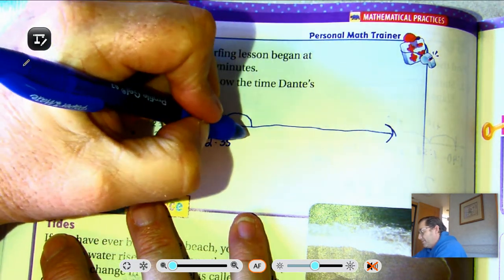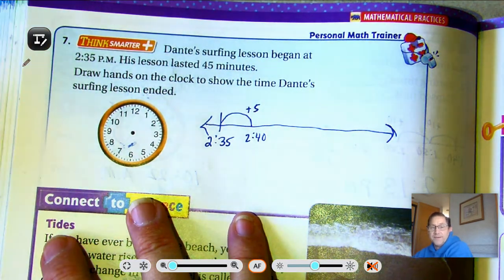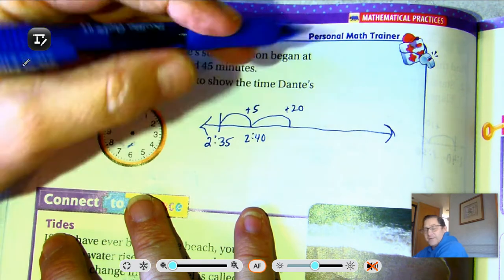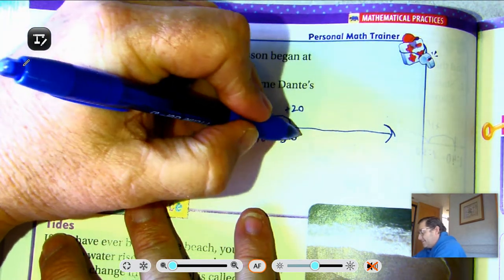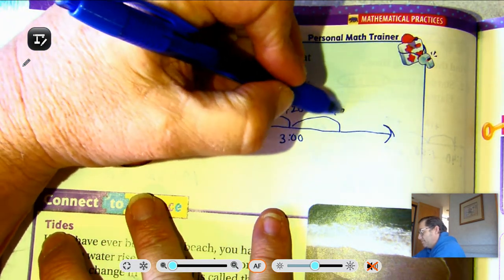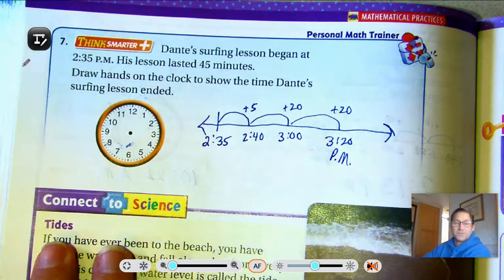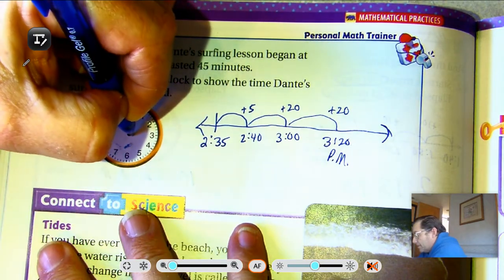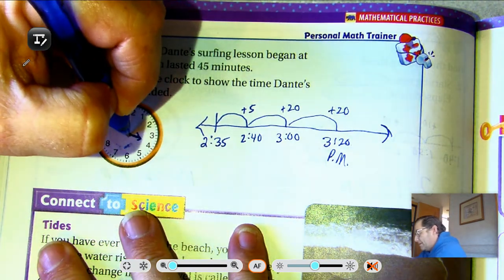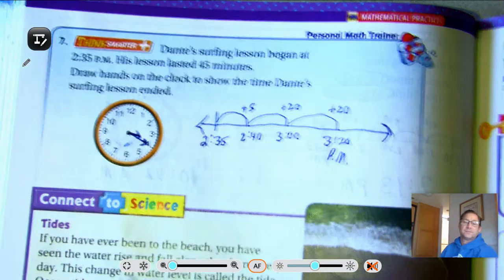So let's jump forward by 5 minutes. And now we have to jump forward 40 more minutes. So I'm going to go 20, because 20 plus 40 is the next hour, so 3. I've jumped forward 25 minutes. I need to jump forward 20 more. So he's going to finish at 3:20 p.m. So where's 3:20 on the clock? Well, the little hand is in between the 3 and the 4, and the minute hand is pointing directly at the 4. So 3:20.